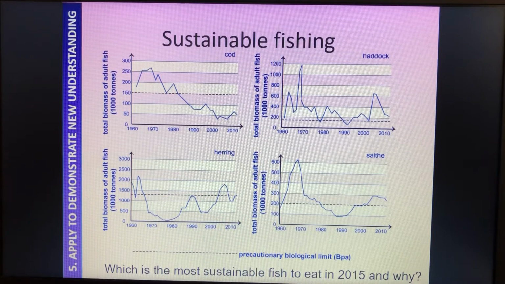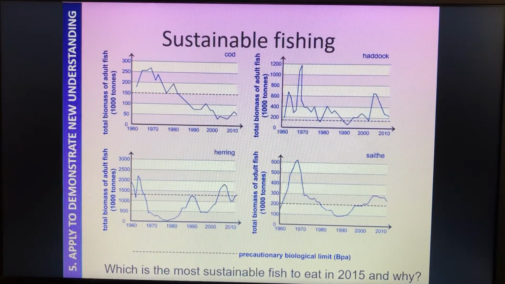So that could be an option, and numbers are high, okay? So yes, they've got a high precautionary limit, but numbers are high, which means there's lots of them, so there's more chance for breeding in the future, you see. Let's take a look at the haddock.